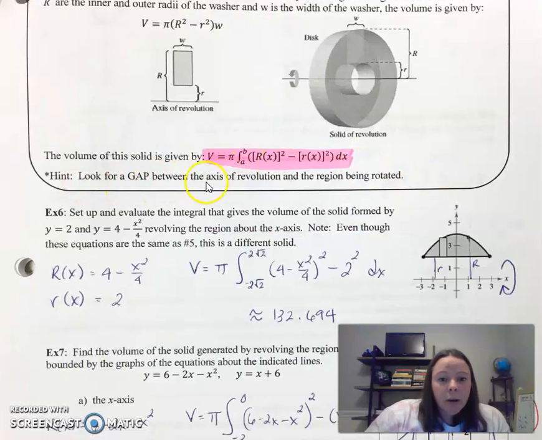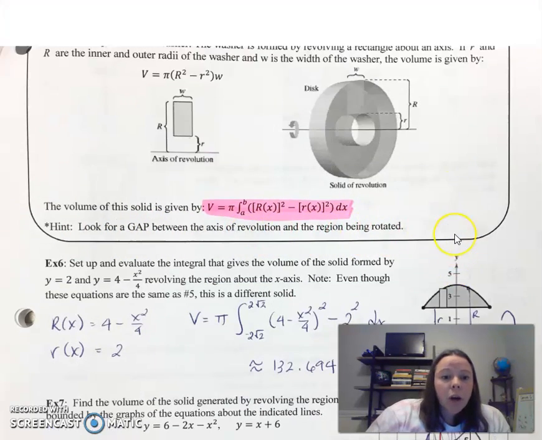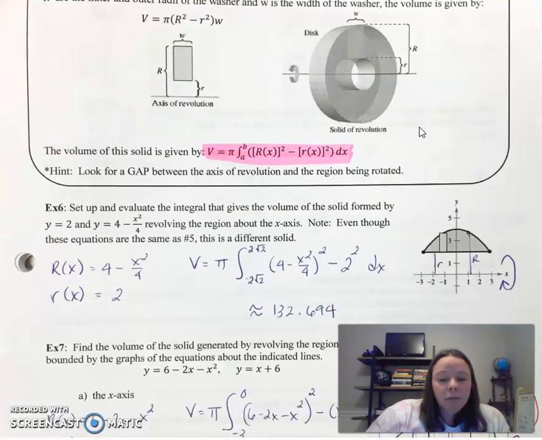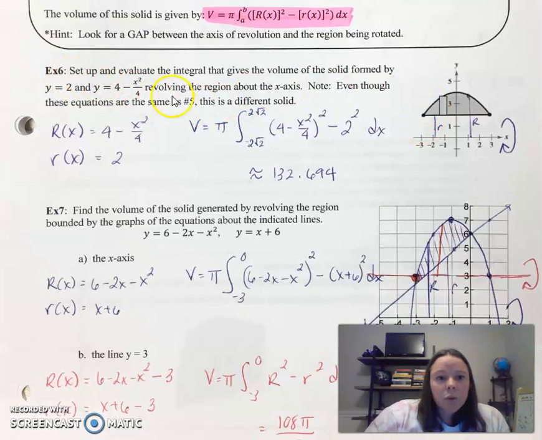So look for a gap between the axis of revolution and the region being rotated. So now I'm going to redo this problem we did here, example 5. Set up and evaluate the integral that gives the volume of the solid formed by y equals 2 and y equals 4 minus x squared over 4, revolving the region about the x-axis. So this is an entirely different three-dimensional shape. Now it's almost like a little bead you put on a necklace.